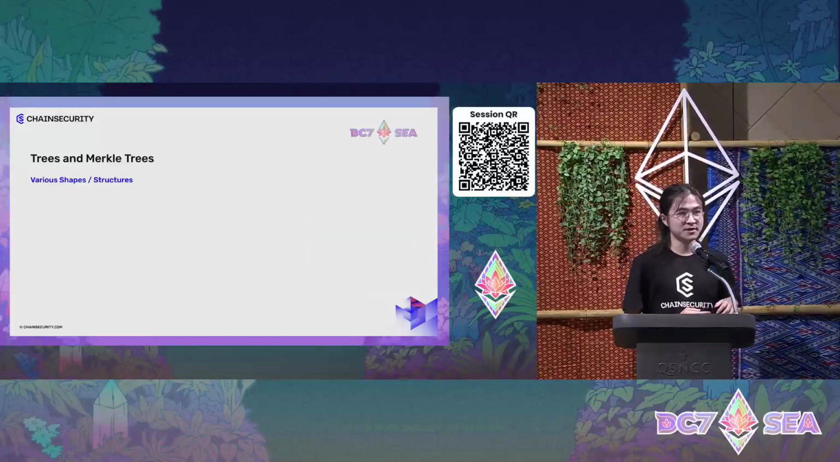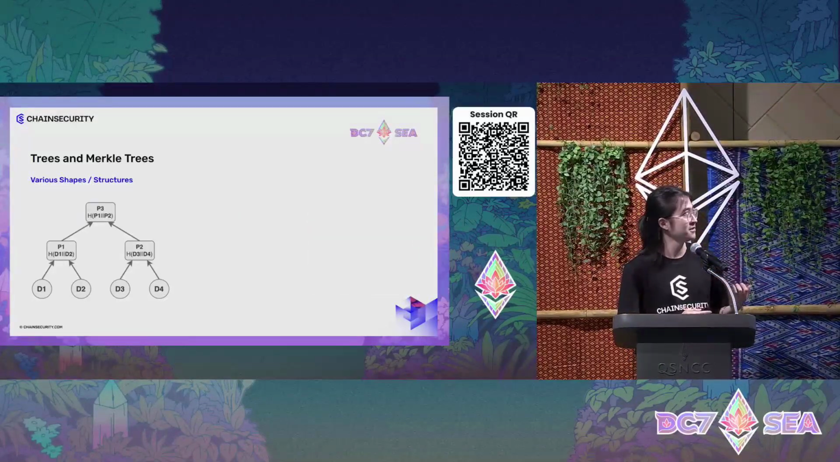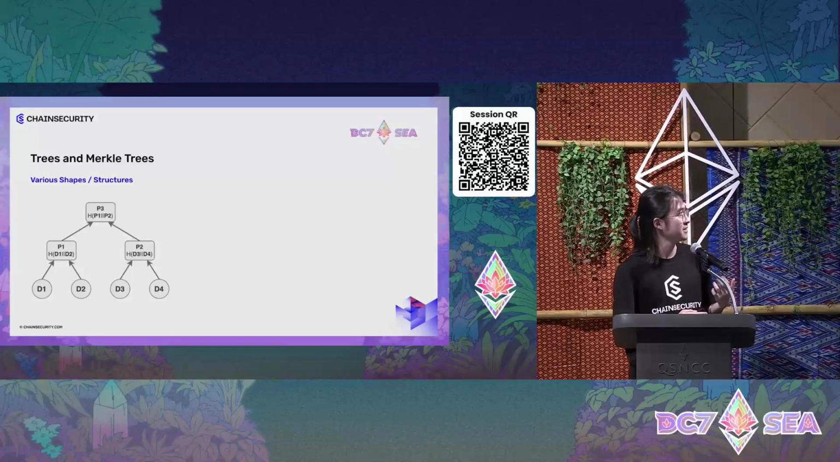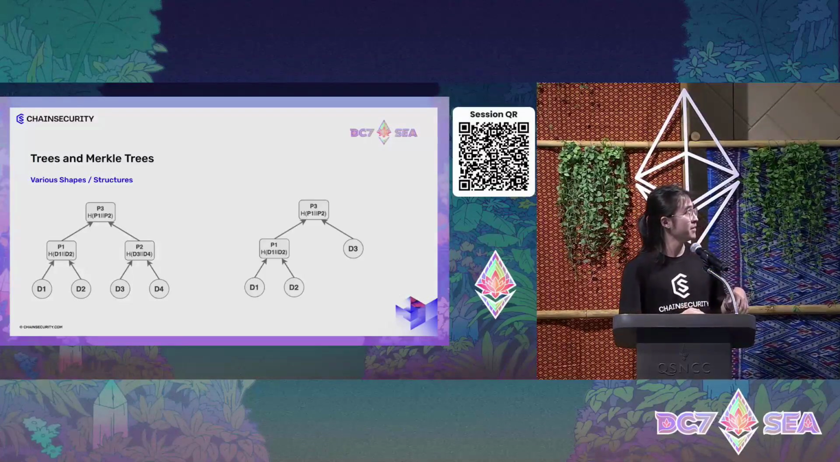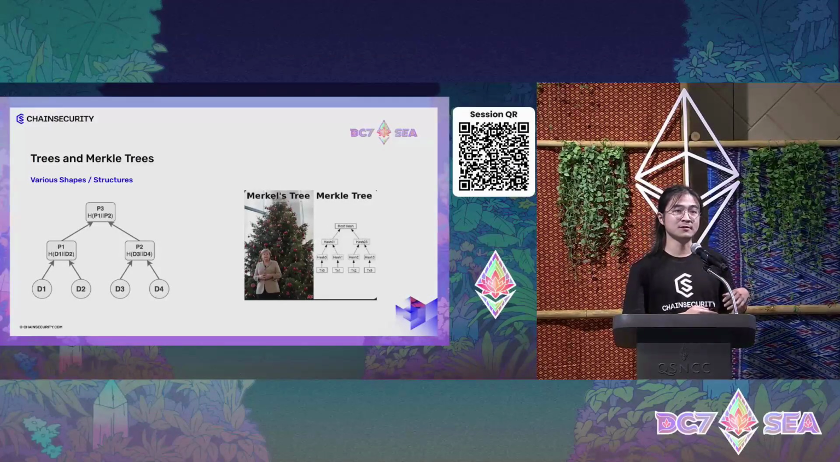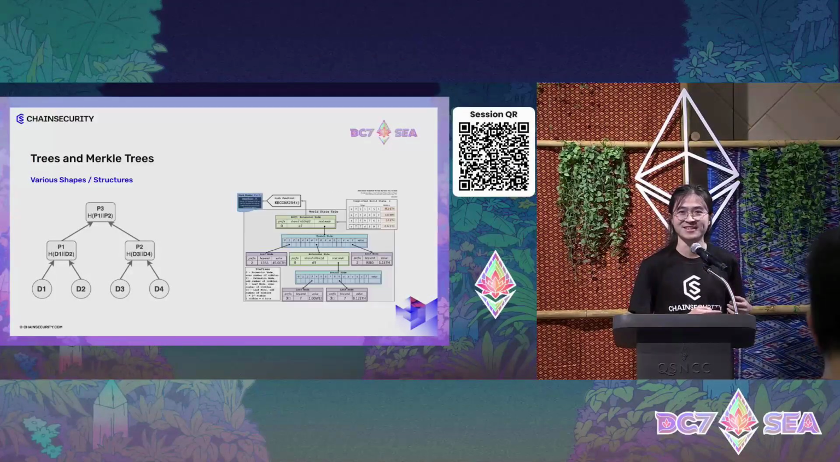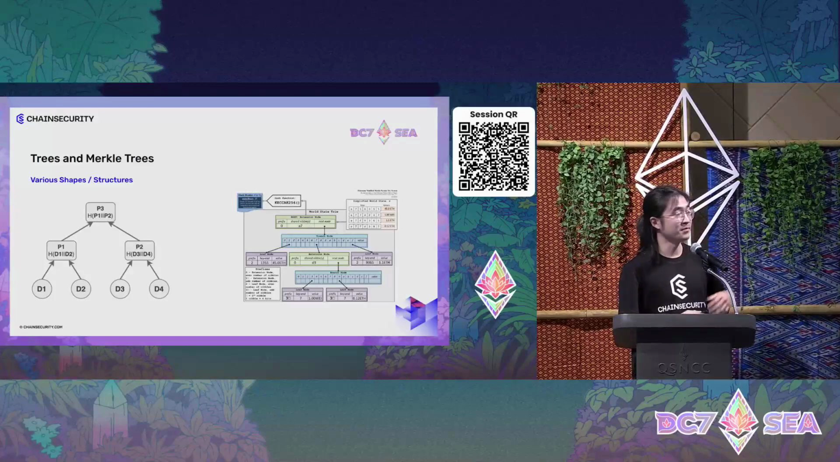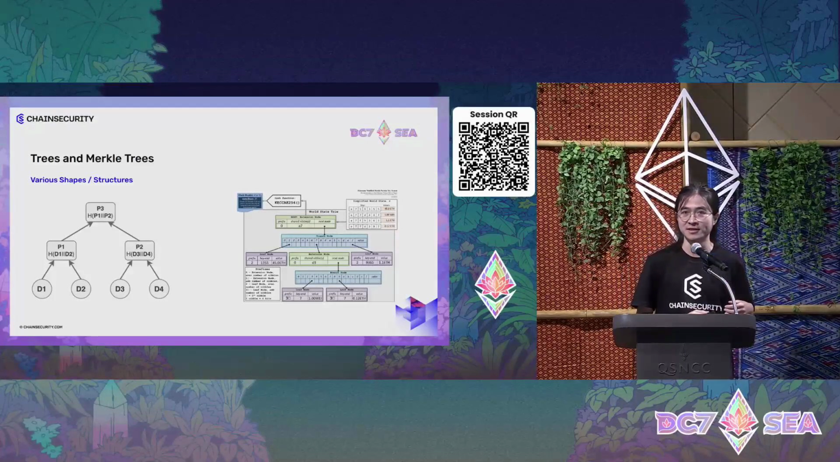And for a Merkle tree, it's very similar. It could be a very balanced and simple Merkle tree where data is at the bottom and it's balanced. It could also be very imbalanced, as in this case. And be sure to distinguish Merkle's tree from Merkle tree. It's very different. And in addition, we all know the Merkle Patricia tree, which is a very important data structure in the Ethereum global storage.